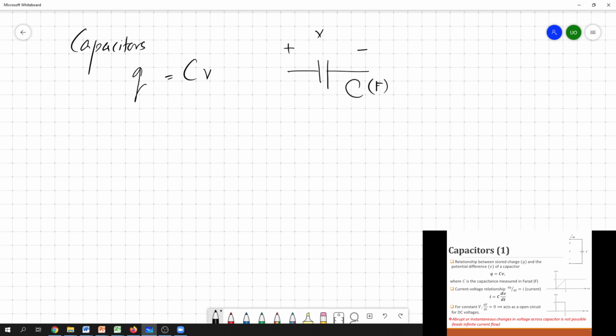The stored charge between these two plates is given by Q. Q is proportional to the voltage we apply across the capacitor. If we increase the voltage, the amount of charge accumulated between these two plates increases. So we rewrite this equation more precisely like this: Q(t) = C V(t).